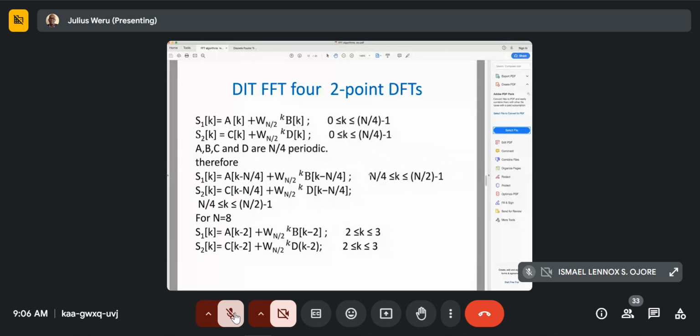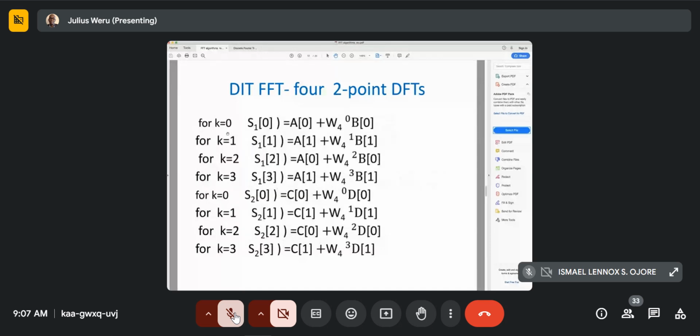This is going to apply for the samples n over 4 to n over 2 minus 1. You see, before we were going from n over 2 to n minus 1. Here we are going n over 4 to n over 2 minus 1, because now we have fewer samples. So for n over 8, this will apply.